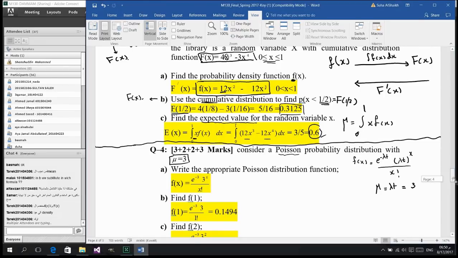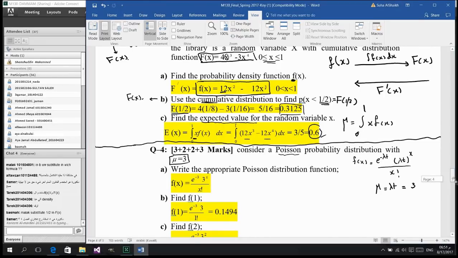Done with the questions? Yes, Malak, in B we substitute in capital F(x) because it says to use the cumulative, which is F capital of x. Yeah, we have 5 questions. We are choosing the best 4.